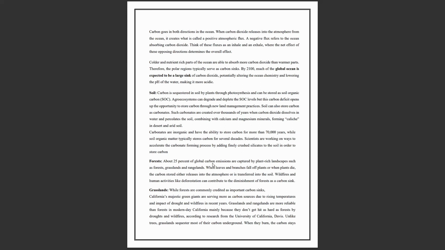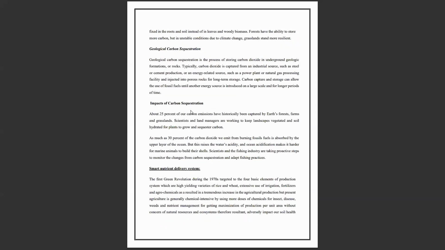By 2100, much of the global ocean is expected to be a large sink of carbon dioxide, potentially altering the ocean chemistry and lowering the pH of the water, making it more acidic. Now, let's talk about soil. Carbon is sequestered in soil by plants through photosynthesis and can be stored as soil organic carbon. Agroecosystems can degrade and deplete the SOC level, but this carbon deficit opens up the opportunity to store carbon through new land management and practices.